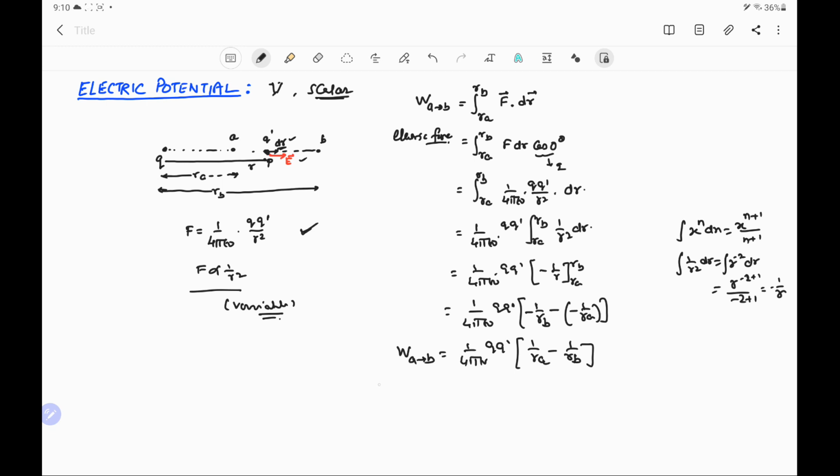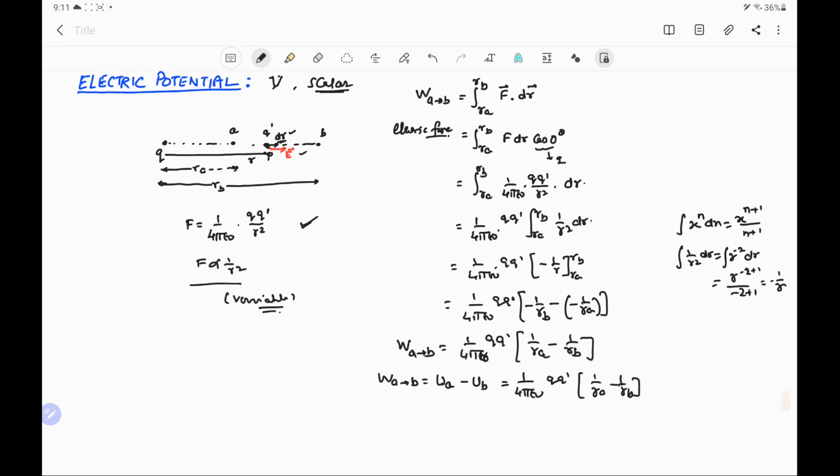Therefore, we can write W_A→B is equal to the potential energy at point A, which is at a higher potential, minus the potential energy at point B, which is at a lower potential, and it will be equal to 1/(4πε₀) QQ' (1/R_A − 1/R_B).